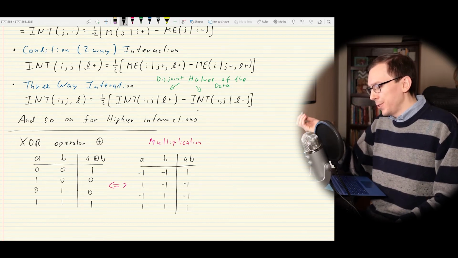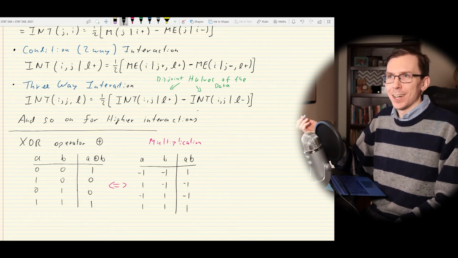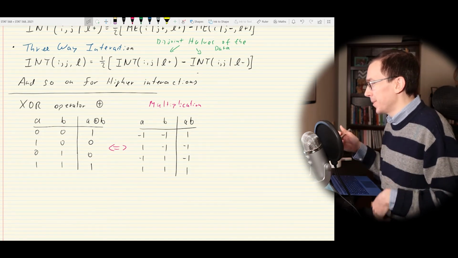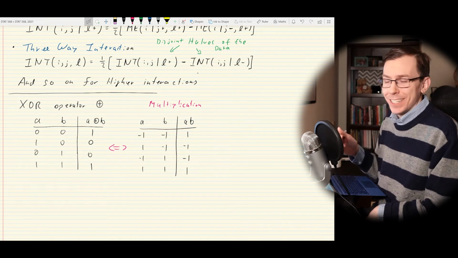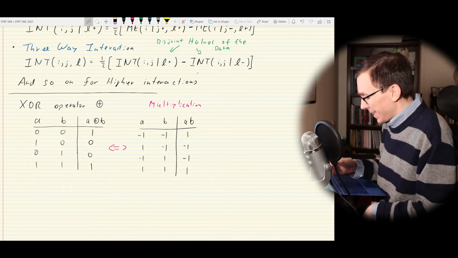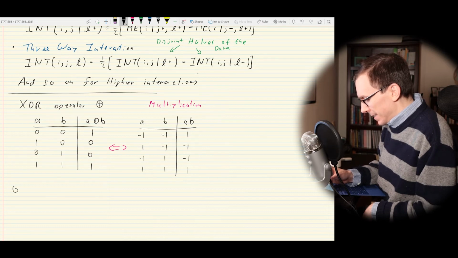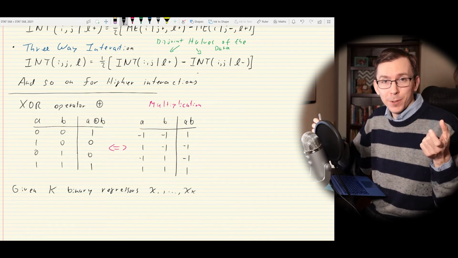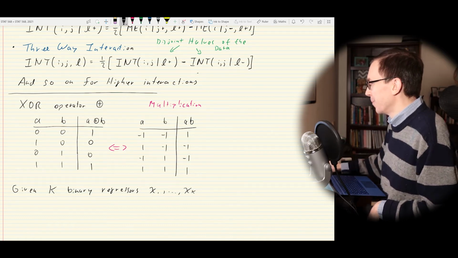So this is one way to, well, this is just a logical operator that we're going to need, because if we want to write this factorial design as some horrid regression equation, we can do that. Probably don't want to do that, but we can do that. So let's just do it anyway. And in this case, if I have, let's say, given k binary regressors, x1 through xk, these are going to be my binary variables, or Boolean. They're 0 and 1, whatever you want to call them.